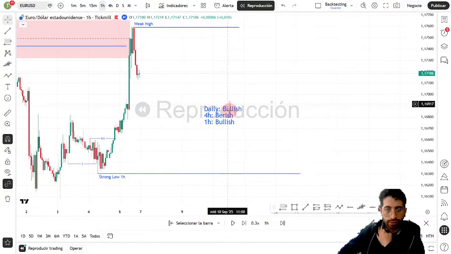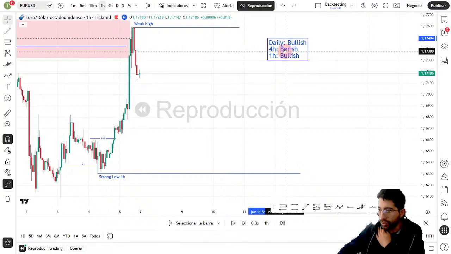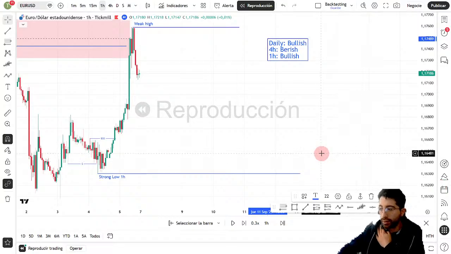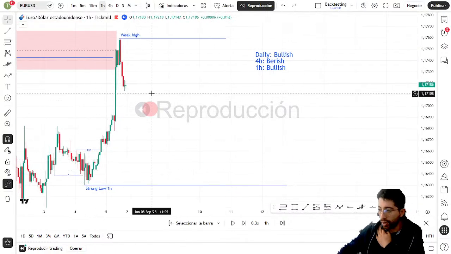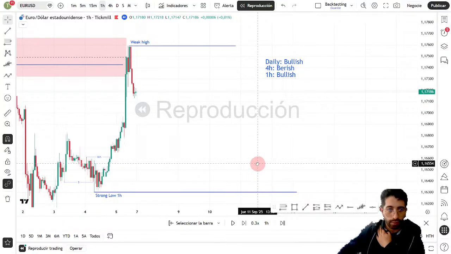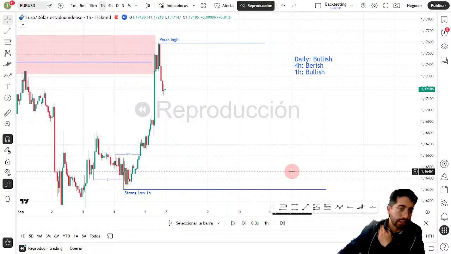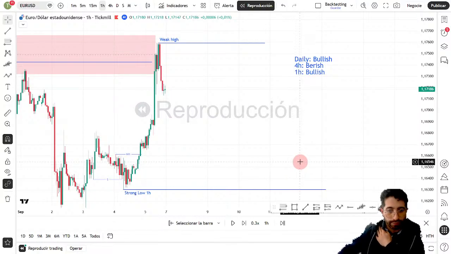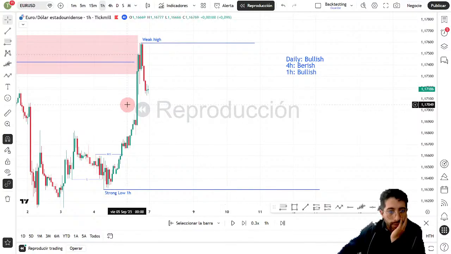Daily time frame, we were bullish. 4 hour time frame, bearish, and now 1 hour bullish again, right? So what do we have to follow? Well, the one we're working with, which is the 1 hour time frame. That's the one we're going to keep working with, and the one we're going to respect until I let you know until when.